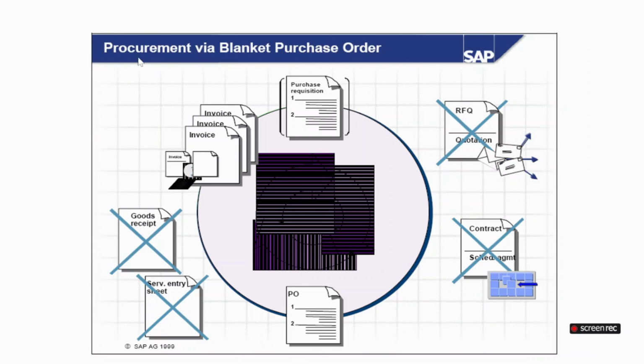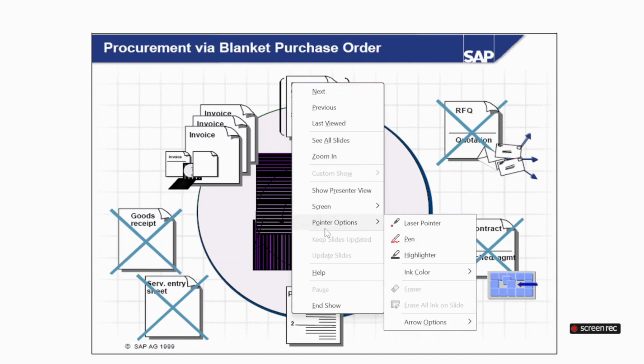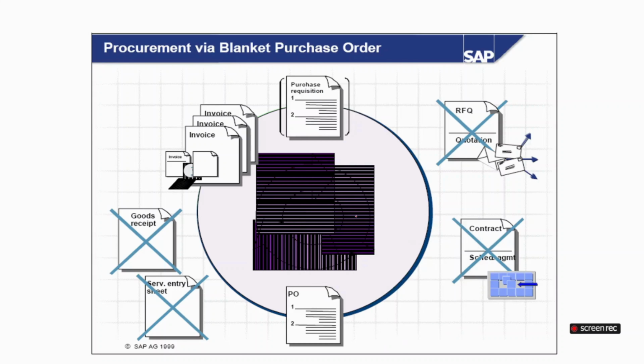So that's important. If we do procurement through a blanket purchase order, what's the cycle for that? So we just create a purchase requisition. It's also not a mandatory document, you already know purchase requisition is not mandatory. So if we want to create, we can create. Otherwise we directly create a blanket PO, and then directly we do invoice, right?